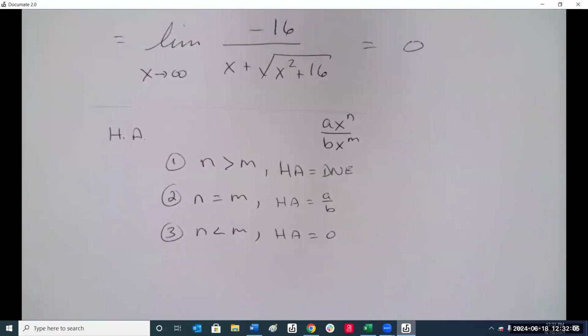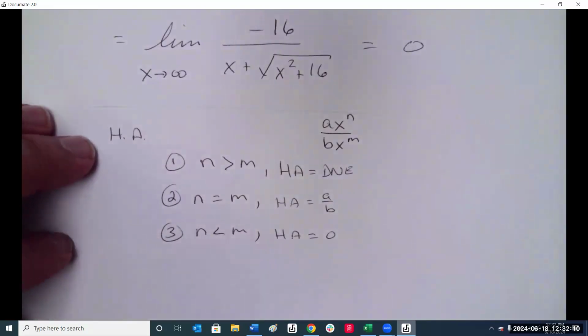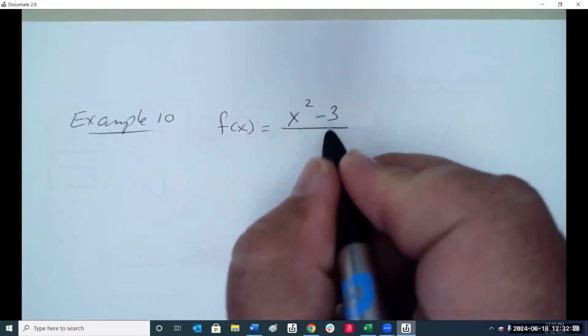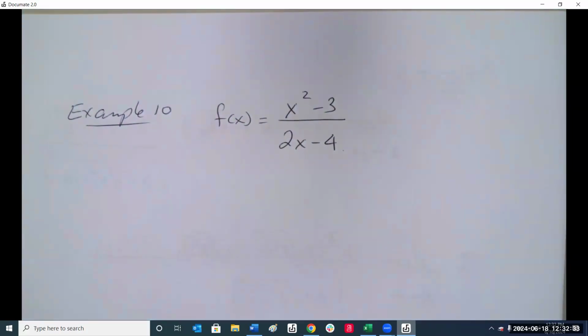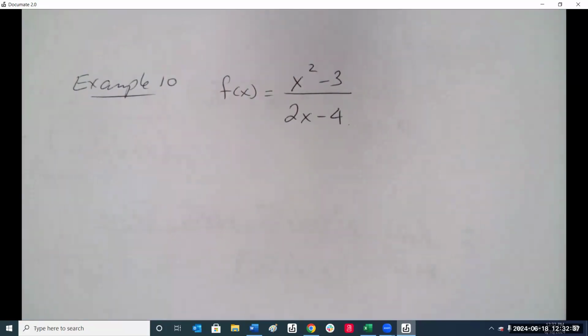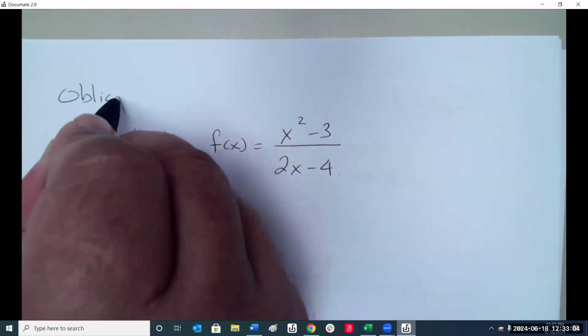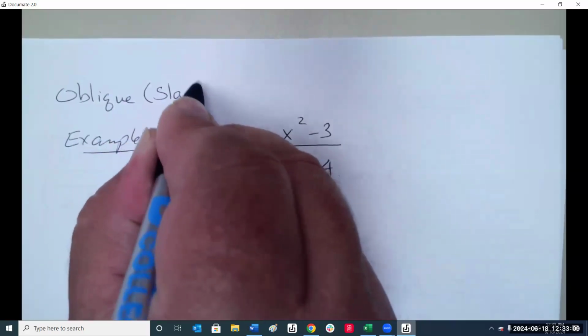There's a twist to this. There's always the exception to the rule. f of x is equal to x squared minus 3 over 2x minus 4. Graph that function. Do we have a horizontal asymptote? No, we don't. But we do have an oblique or slant asymptote.